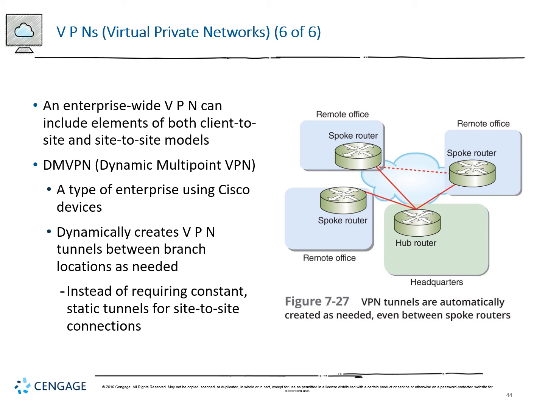DMVPN, Dynamic Multipoint VPN, is a type of enterprise VPN using Cisco devices. It dynamically creates VPN tunnels between branch locations as needed, instead of needing constant static tunnels for site-to-site connections. So if we have a lot of information transferring between 2 remote offices, we can create a dynamic, secure VPN tunnel, pass information back and forth, and then close that tunnel as needed.